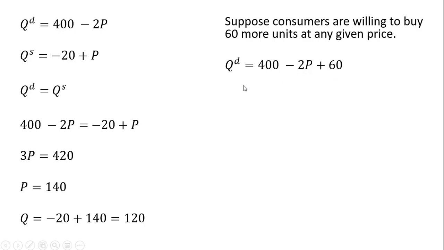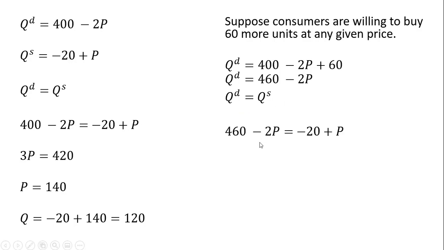right-hand side. So by doing that, we are incorporating the fact that for whatever reason, maybe an increase in income or increase in the price of the substitute good, consumers want to buy 60 more units of this good at any given price. So just simplifying here, quantity demanded is now 460 minus 2p, and setting that equal to quantity supplied and solving, the equilibrium price now is 160 and we get an equilibrium quantity of 140.